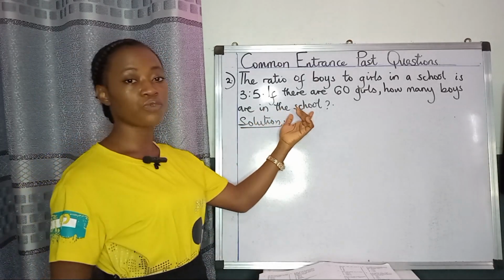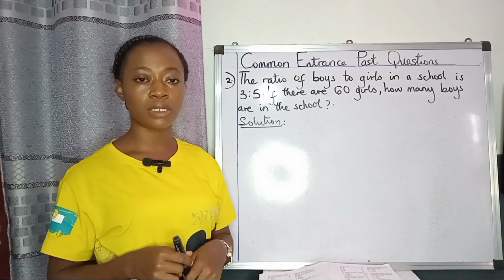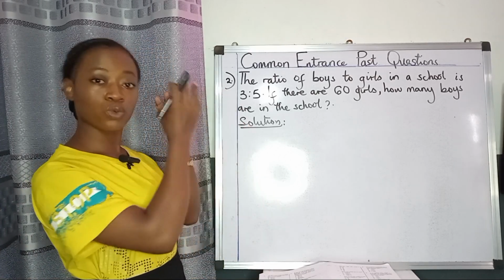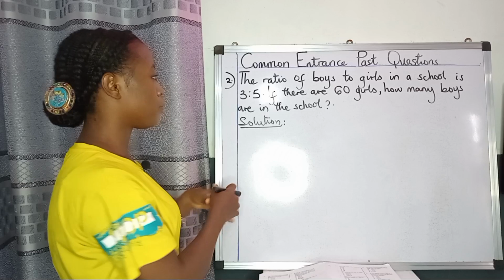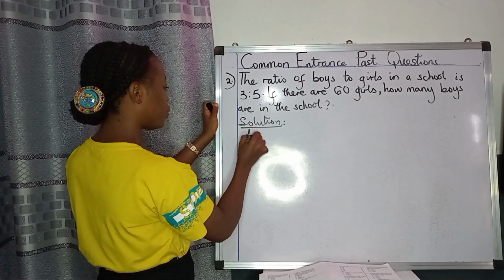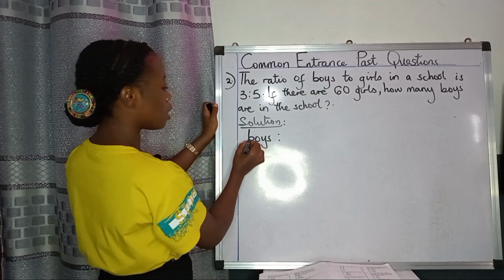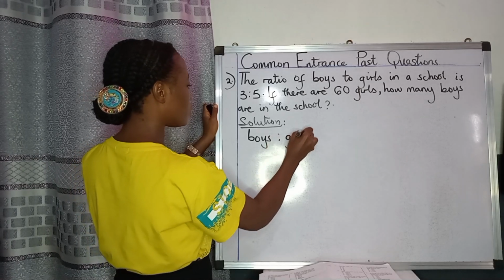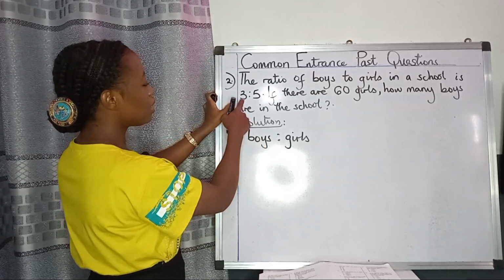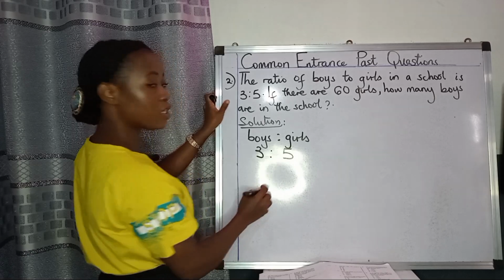Now, this question is on ratio. If you would want me to make a video about ratio, you can drop in the comment section. But we are not focusing on ratio, we are focusing on how to get this question done, okay? First of all, the first name mentioned there, we have boys. Boys to girls means boys ratio girls, okay? Now, this is the sign of ratio, if you can remember. Now, this 3 is the ratio of boys and 5 is the ratio of girls.